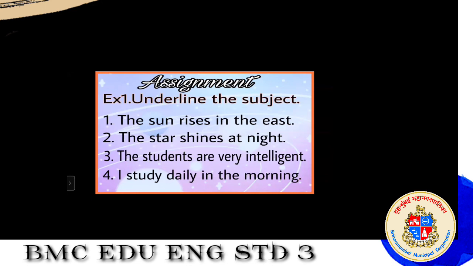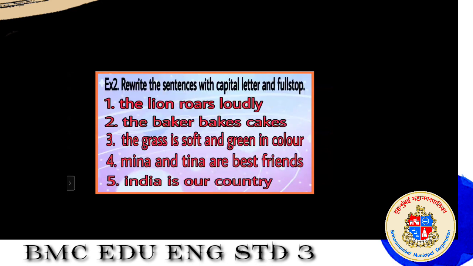Okay, so as we are going to underline only the subject, what all will you underline? In first sentence, the sun. In second sentence, the star. In third sentence, the students. And in fourth sentence, I. So you can take a screenshot and you can write it in your notebook. Okay, now second question is, we are going to solve this exercise also. Rewrite the sentences with capital letter and full stop.